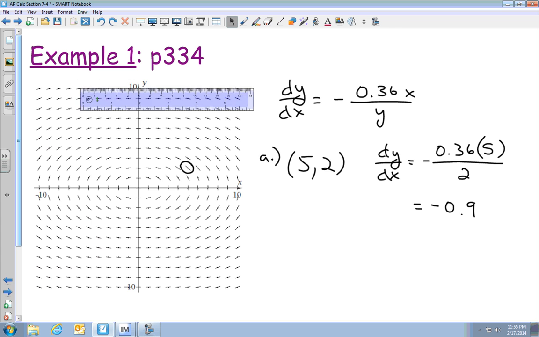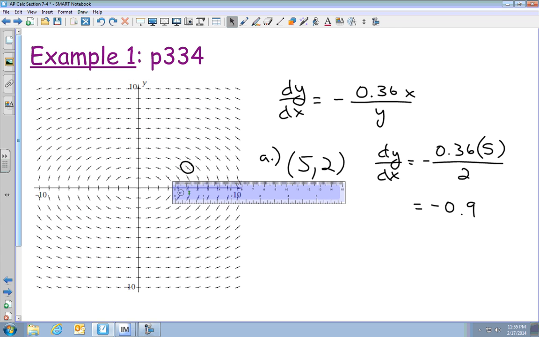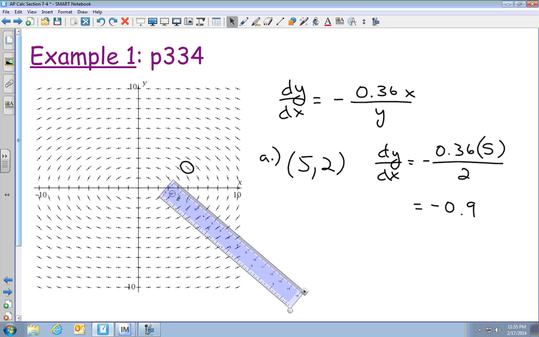And I can take my ruler then and kind of model that slope that I see there. According to our calculation, we should end up with a slope of about a negative 1. It's actually a negative 0.9 that we end up with, but I'm not sure if I can quite get to exactly the same slope, but we're pretty close right there. And you can look at that slope then and try to determine whether or not it has the slope that you're expecting it to have.